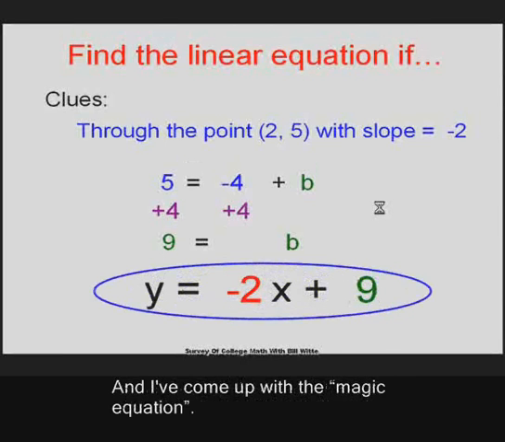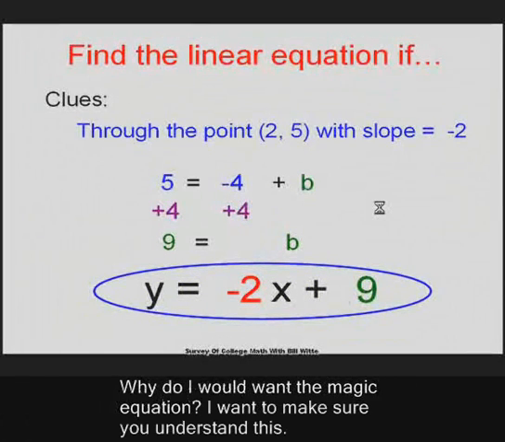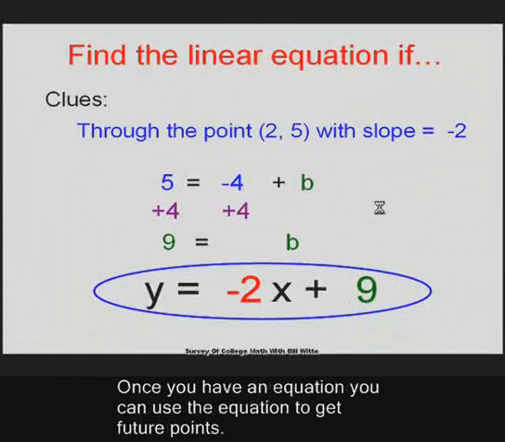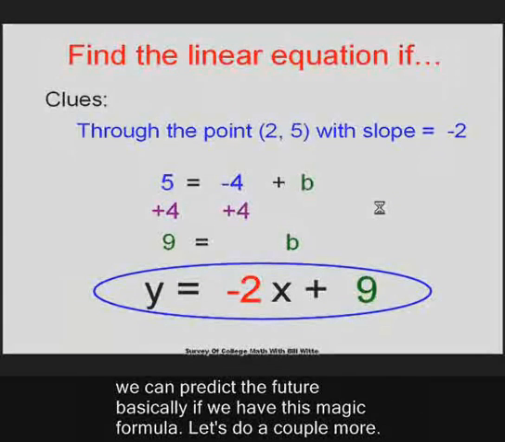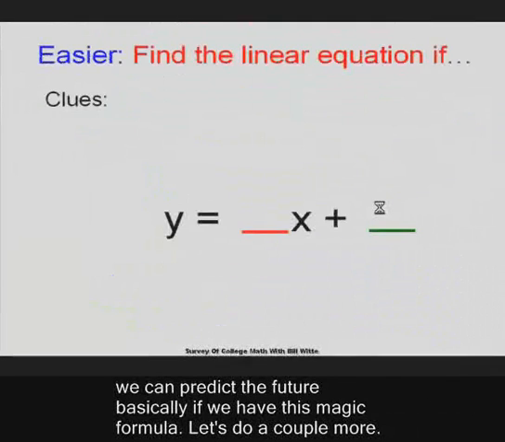And I've come up with the magic equation. Why do I want to come up with magic equations? I want to make sure you understand this. Because once you have an equation, you can use the equation to get future points. In chemistry, physics, and all kinds of business, we can predict the future, basically, if we have this magic formula.